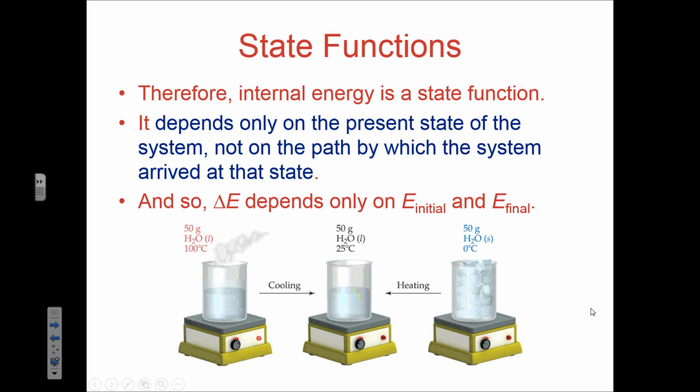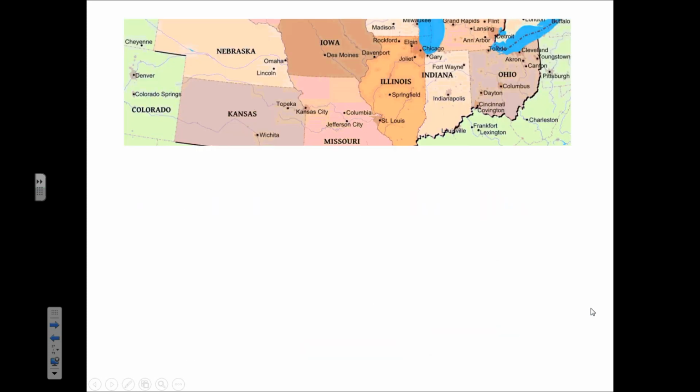It didn't matter whether we had hot water that cooled off or cold water that warmed up. At 25 degrees Celsius, the delta E, or the energy, is what the energy is. So really what happens is the change in energy only depends upon what our initial and final values were. It doesn't matter how those things changed over time. It's just what did we start at? What did we end up at? That would be delta E.